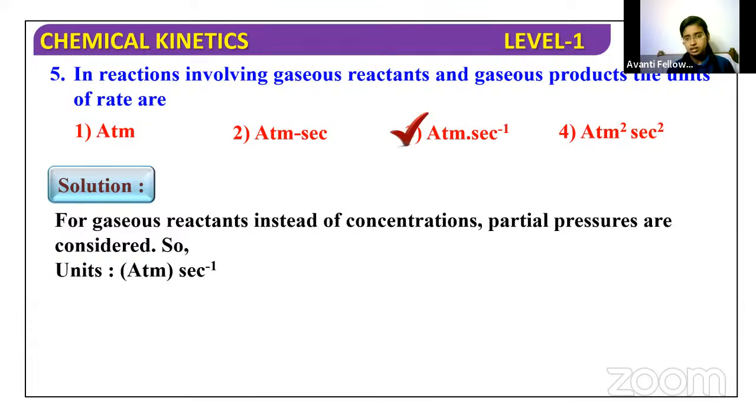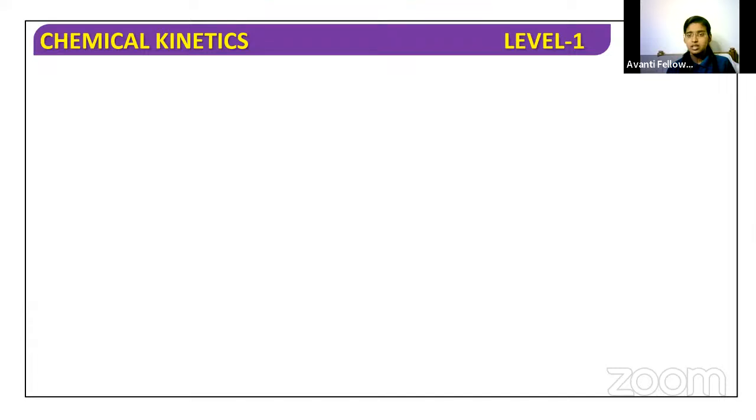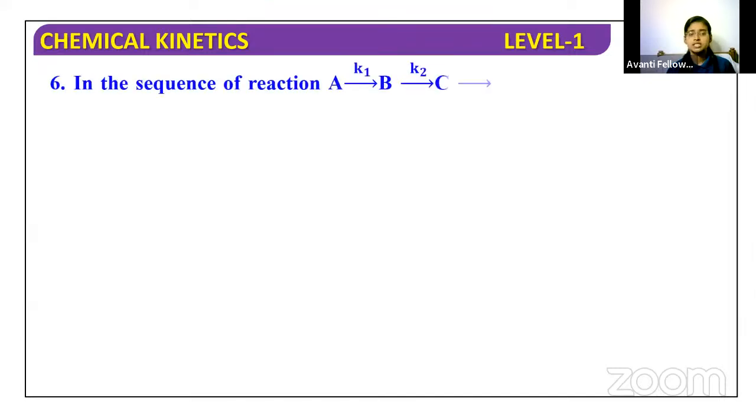Very good. For gaseous reactants, instead of concentration, partial pressures are considered. So for partial pressure, instead of mole per liter, we have to use atm. So atmospheric pressure per second will be the unit. Let's go with question number 6.